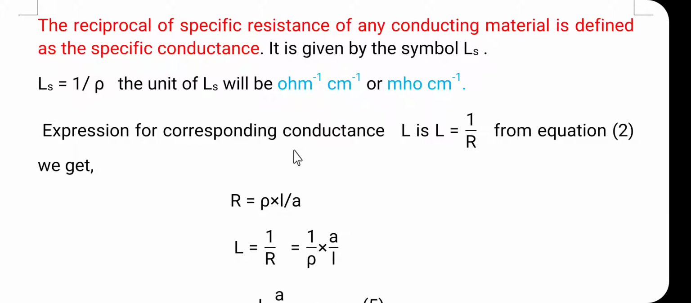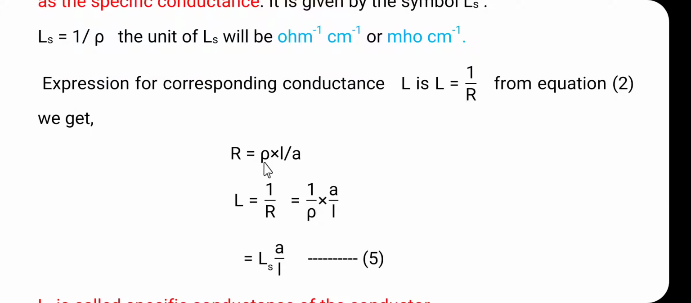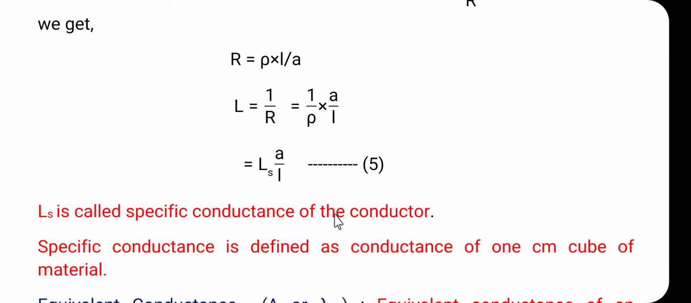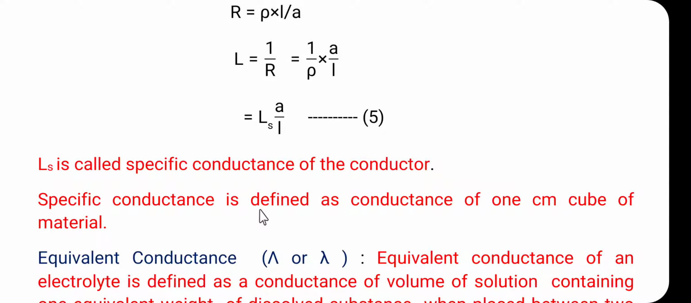So the expression for the corresponding conductance is L equal to 1 upon R, and from equation 2, R is equal to rho into l upon A. So we can write L is equal to 1 upon R, which is equal to 1 upon rho into A upon l. Here 1 upon rho is Ls. So L is equal to Ls A upon l. This is equation number 5. The specific conductance is defined as the conductance of 1 centimeter cube of the material. So this is about the specific conductance.